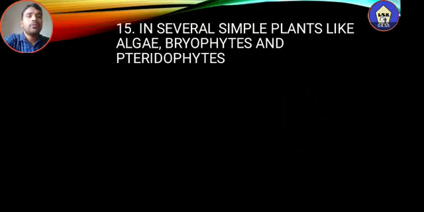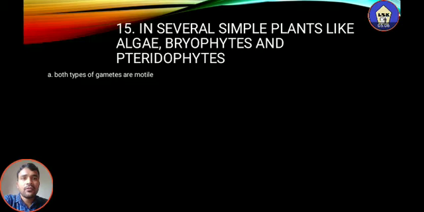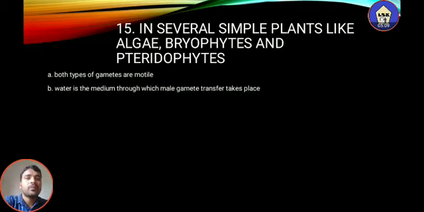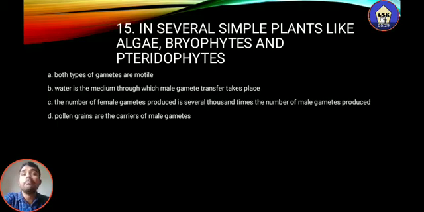Now, question number 15. In several simple plants like algae, bryophytes, and pteridophytes: Option A, both types of gametes are motile. Option B, water is a medium through which male gamete transfer takes place. Option C, the number of female gametes produced is several thousand times the number of male gametes produced. And option D, pollen grains are the carriers of male gametes. In simple plants like algae, bryophytes, and pteridophytes, pollen grains as carriers of the male gametes is definitely wrong.